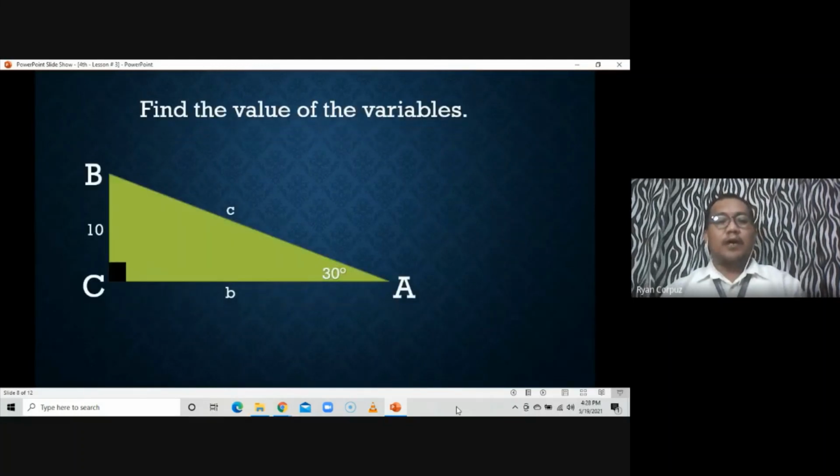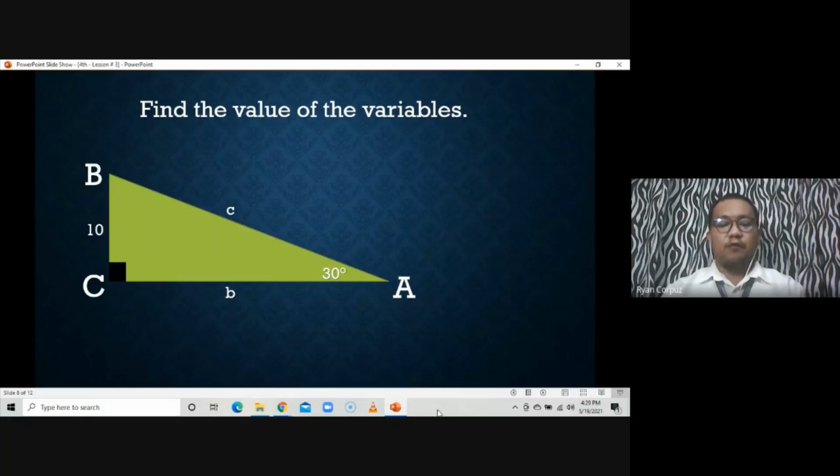Next, find the value of the variables again. So this time, same given right triangle. So alam natin that the right triangle is also a 30, 60, 90 special right triangle. Even though wala yung 60, ando doon naman yung 30 degrees. So that makes you think that the given right triangle is a 30, 60, 90 degrees special right triangle. So ang given natin to measure ng shorter leg rather, which is 10. So what we are looking for is the value of B and C.